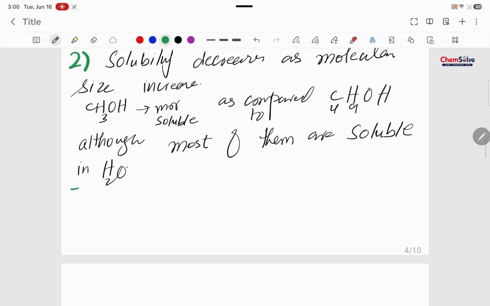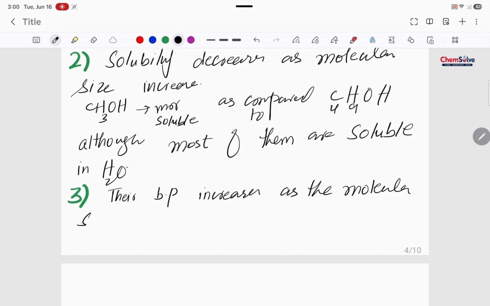Now coming towards the third point. Their boiling point increases as the molecular size increases. What is the reason behind it? Because if there would be more atoms present, then there would be more force of attraction.